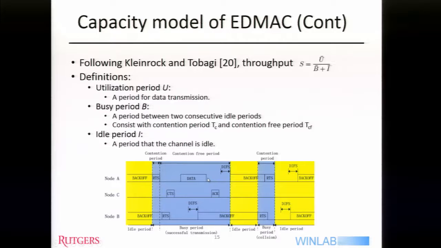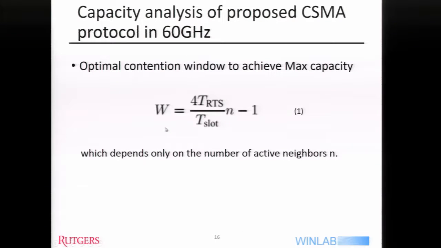The details of how to get the length of each period are in the dissertation, and I do not list the details here. But finally we find that if we want to achieve the maximum capacity of the network, the optimal contention window size will be equal to equation 1. And it's really interesting that it only depends on the number of active neighbors of a node.